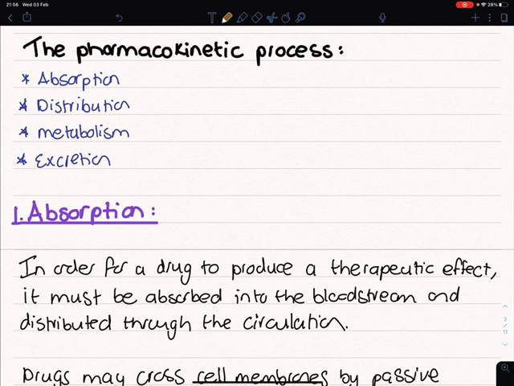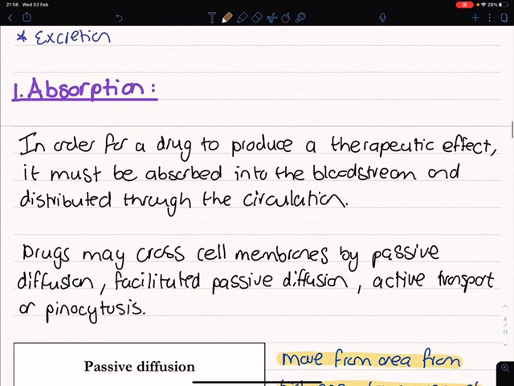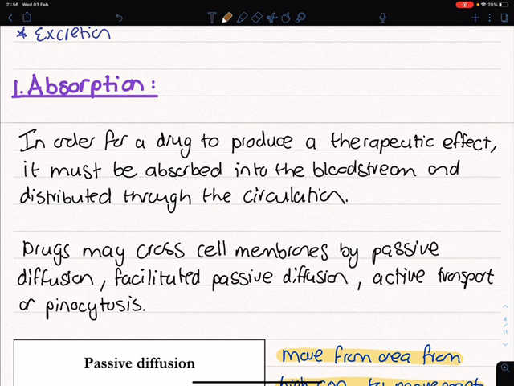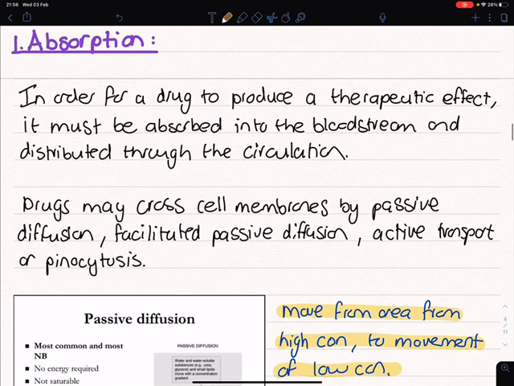So firstly what we're going to talk about is the pharmacokinetic process. There are 4 processes: absorption, distribution, metabolism, and excretion. So firstly it's absorption. In order for a drug to produce a therapeutic effect, it must be absorbed into the bloodstream and into the systemic circulation, which is quite logical.